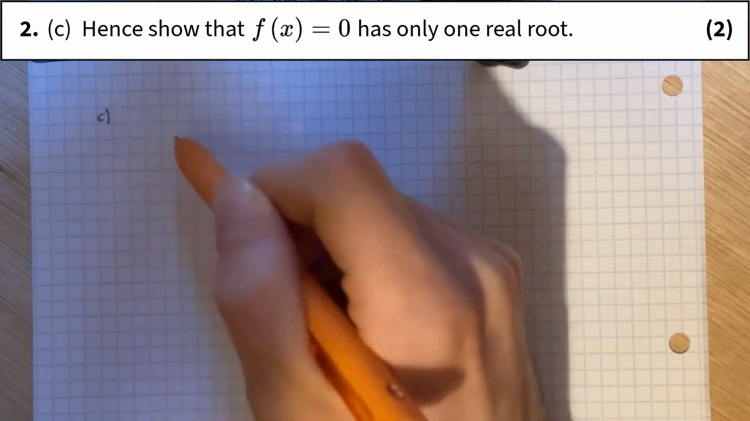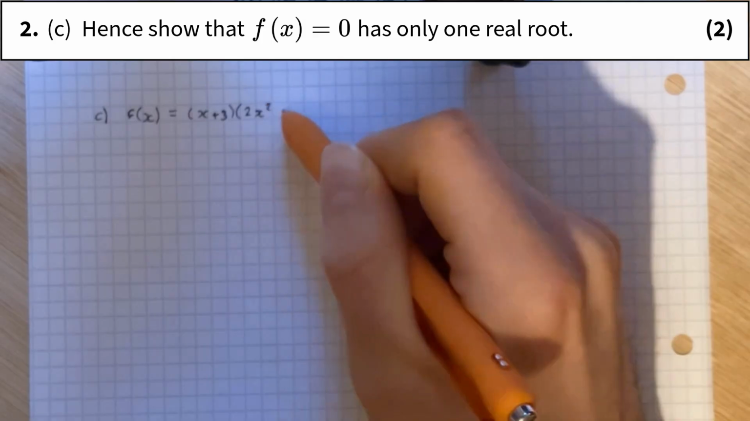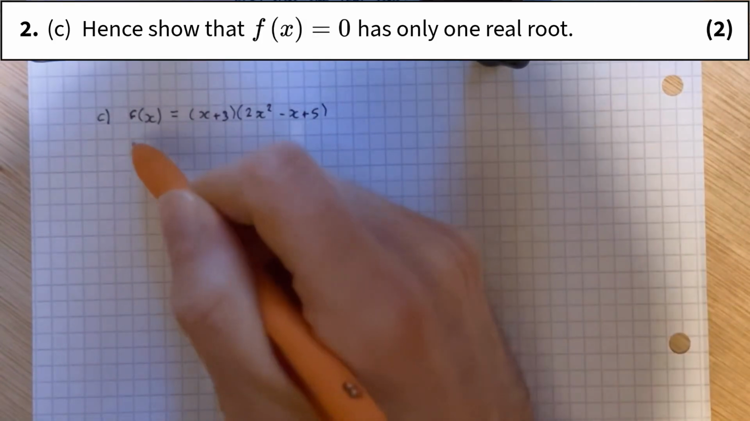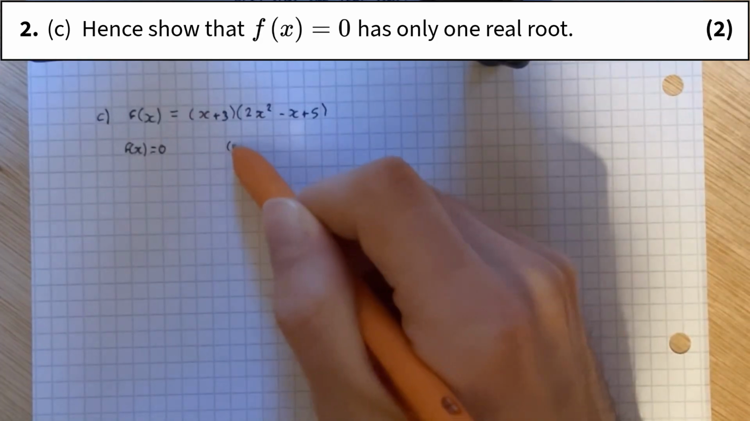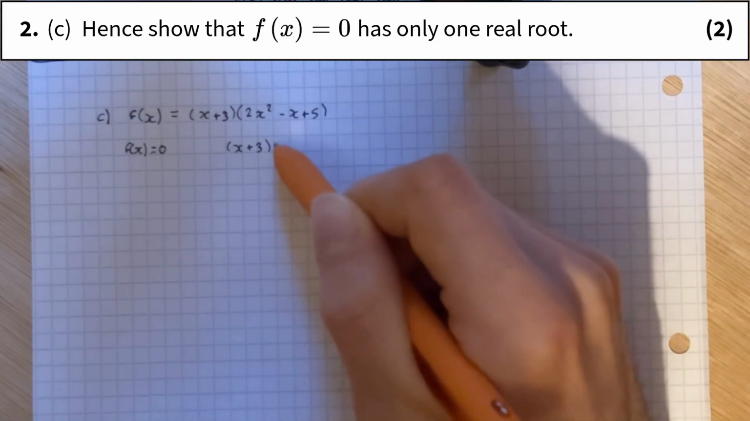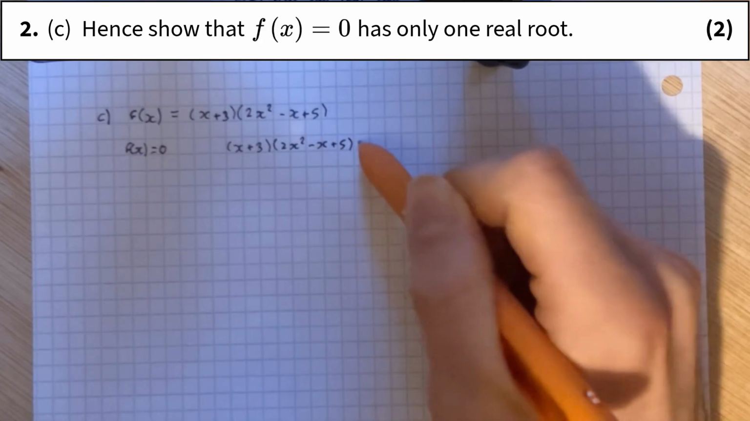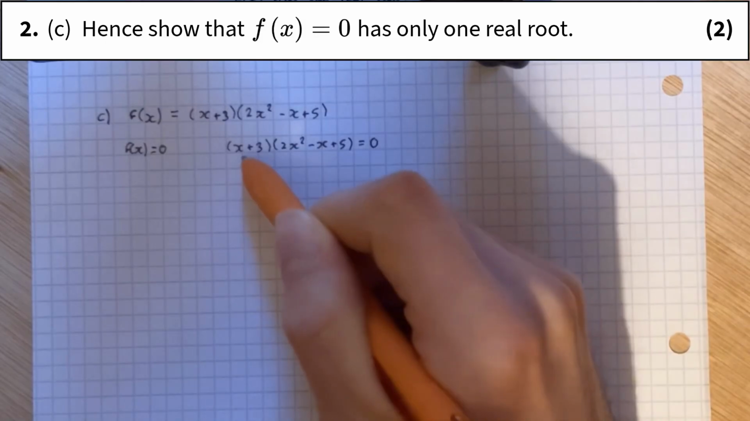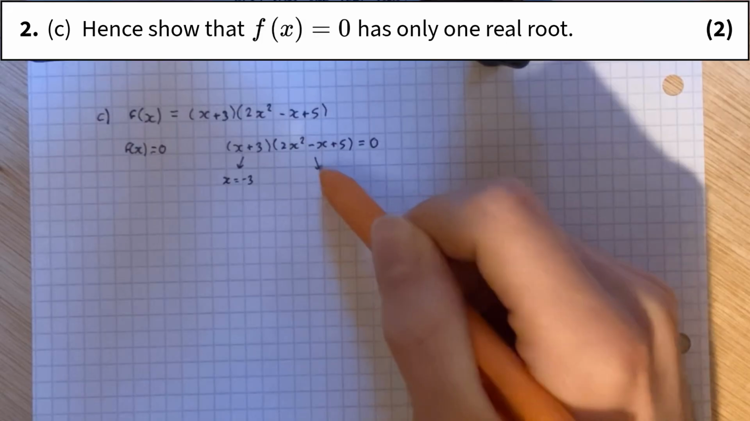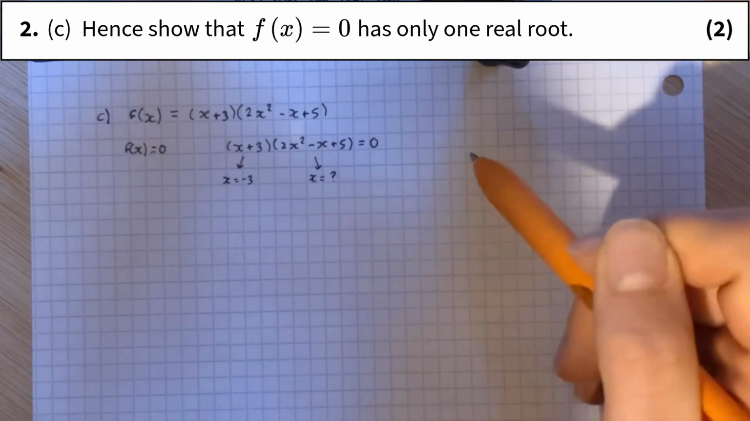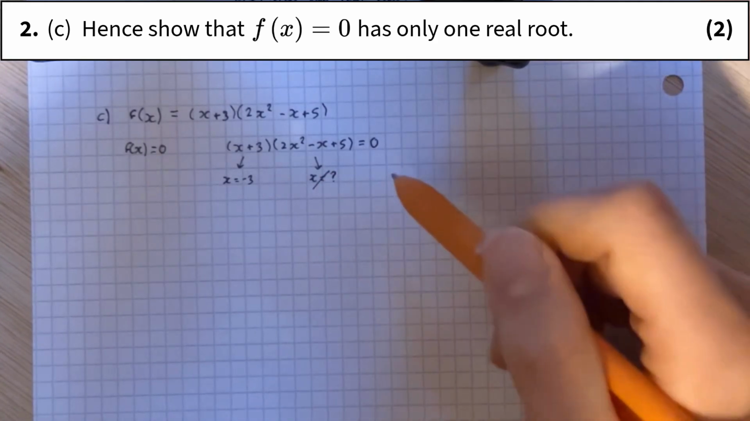In part C, we need to show f(x) = 0 has only one real root. I'll quickly write it back out, and then we can see what we're going to do. Usually when you're solving something equals to 0, the first bracket could be 0, or maybe the second bracket could be 0, and the same is true here. If this is equal to 0, then maybe the first bracket is, which means x is equal to -3, or maybe the second bracket is equal to 0. But given the question has only one real root, we know this can't be true. So let's try and prove it.